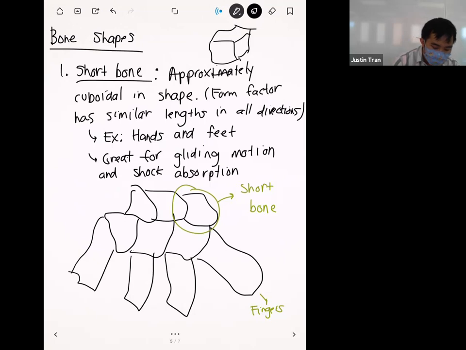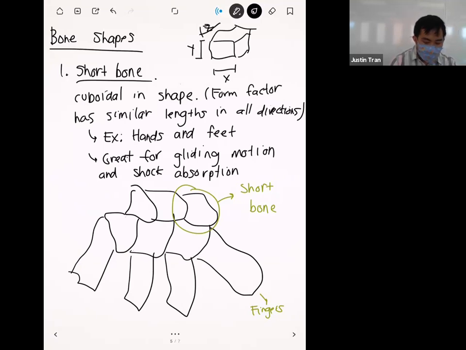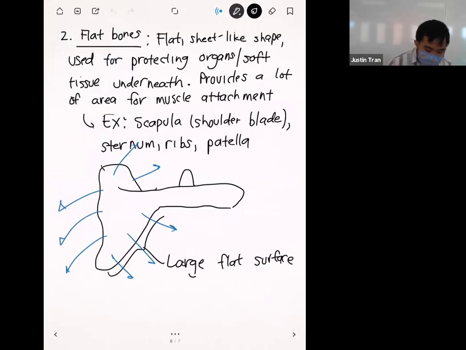We approximately said it's cuboidal in shape. So if we measure the short bone in the X direction, we call this maybe the X form factor, maybe this is the Y form factor, and then going into the page, Z. For short bones, all of these lengths will be approximately the same. The X length will be approximately equal to the Y length, which is approximately equal to the Z. That's what makes them short bones: if you measure the bone in any direction, you'll get something pretty similar.